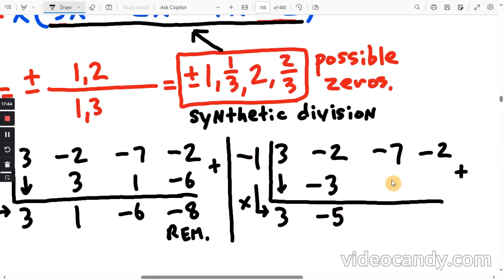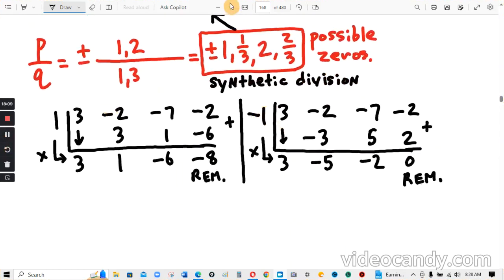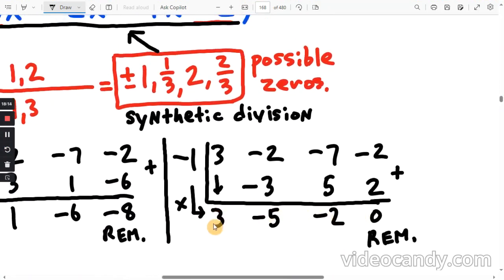-1 times 3 is -3, and we're going to add vertically. -2 plus -3 is -5. -1 times -5 is +5. Adding here, that's -2. -1 times -2 is +2. And -2 plus 2 is 0. That's your remainder. So we are in business. We have a remainder of 0. Now, what does this mean? If we use -1 in our synthetic division, this right here is the result when dividing by x plus 1.